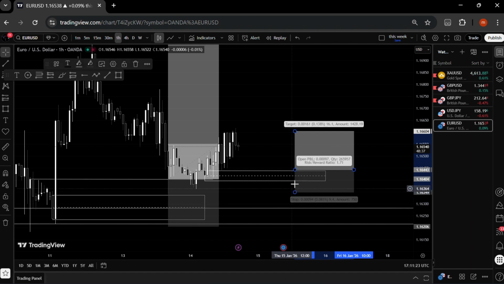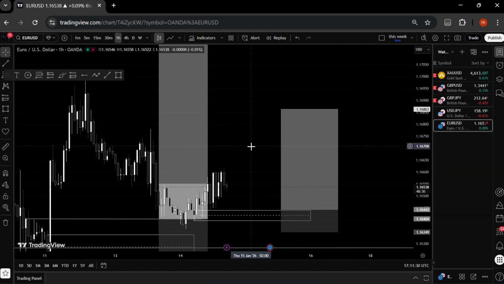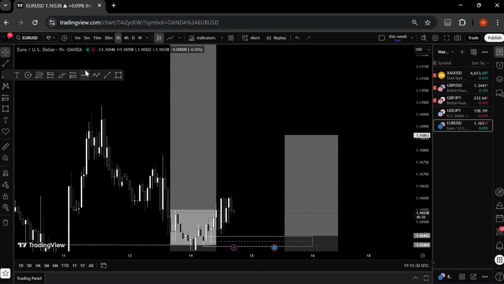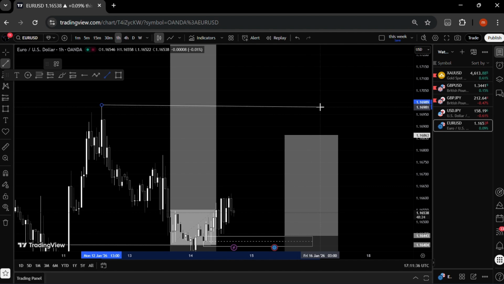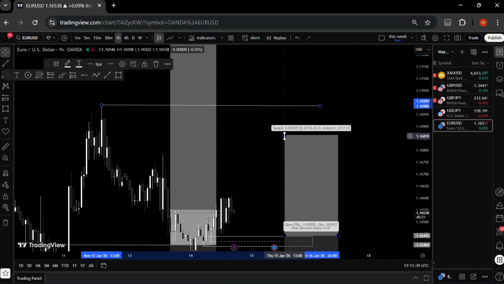Alright, but at the end of the day, I covered the sweep of the liquidity right here. This is the second entry I followed, and for me not to be in a little bit of trouble, I followed the closest high I could find. So this should be like a TP1.